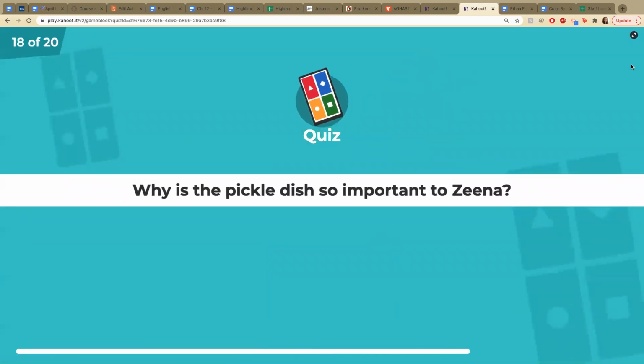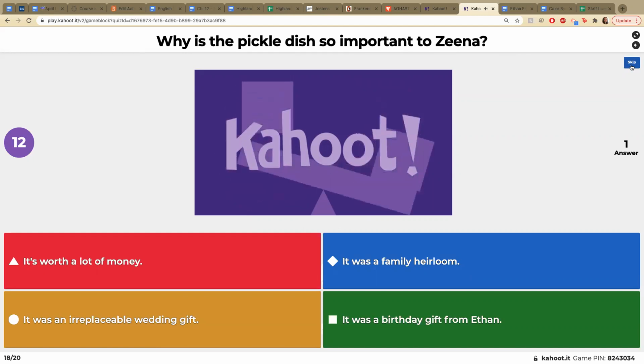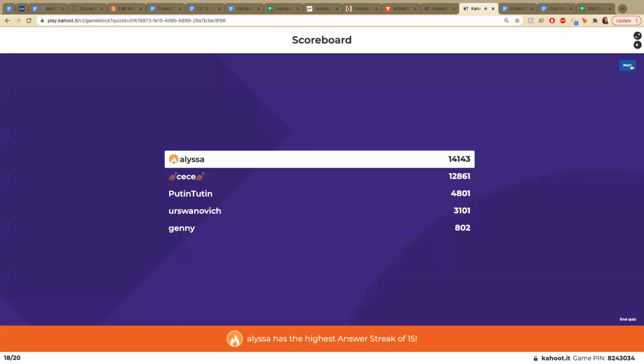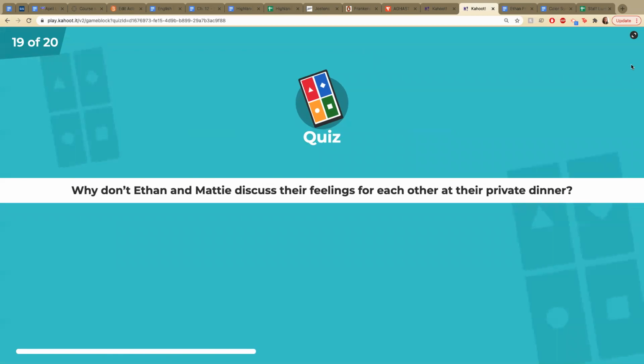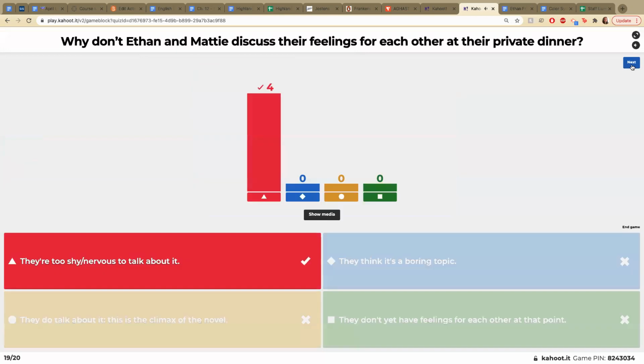Why is the pickle dish so important to Zena? Worth a lot of money, family heirloom, irreplaceable wedding gift, or birthday gift from Ethan? Wedding gift. It's probably not worth a lot of money. Why don't Ethan and Maddie discuss their feelings for each other at their dinner? They're too shy and nervous to talk about it. They think it's boring. They do talk about it, and that's the climax of the novel, or they don't have feelings for each other yet at that point. Good.